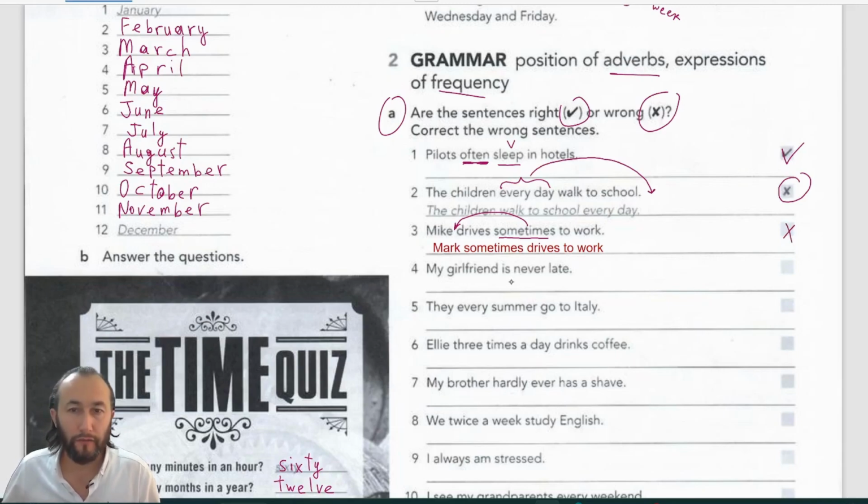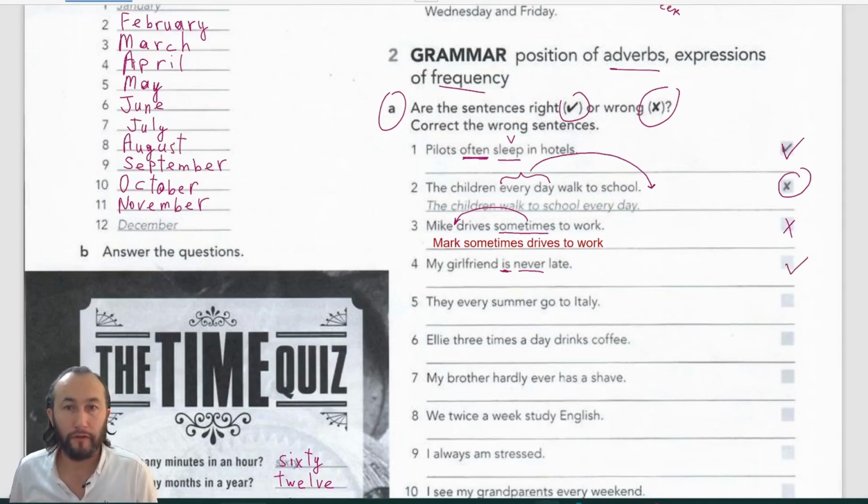Number four, my girlfriend is never late. As you can see here, never is an adverb of frequency and it is coming after be. Is is the present simple form of be. So that's correct. Is never late.